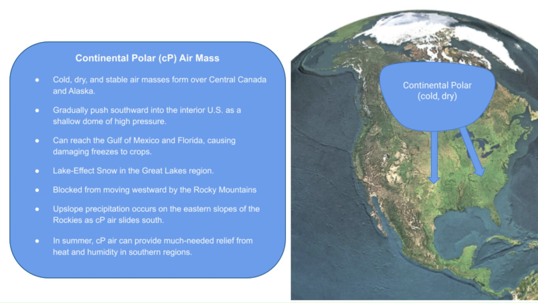In the Great Lakes region, during winter, this cold, dry air mass brings frigid temperatures and clear skies. When it interacts with moisture from the Great Lakes, it can lead to lake effect snow. In summer, the air mass brings cooler, dry weather, offering relief from heat and humidity.